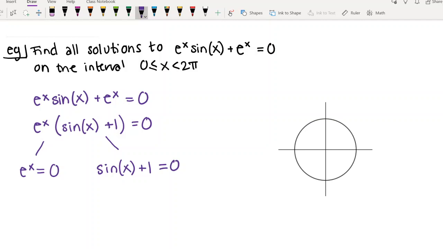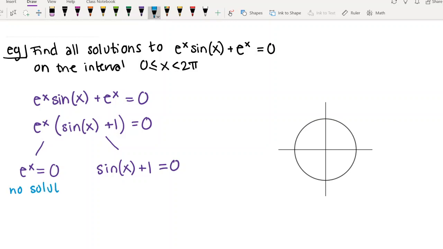Remember, what is e? e is a number, approximately equal to 2.72. If you take a positive number and raise it to a power, there's just no way that you're ever going to get 0. And so this part of the equation actually has no solution.